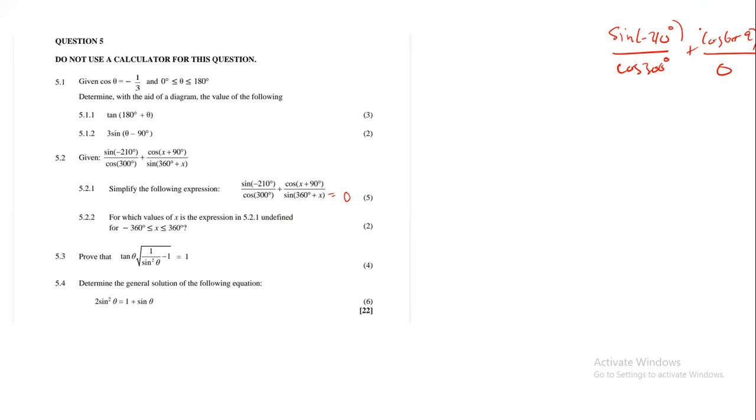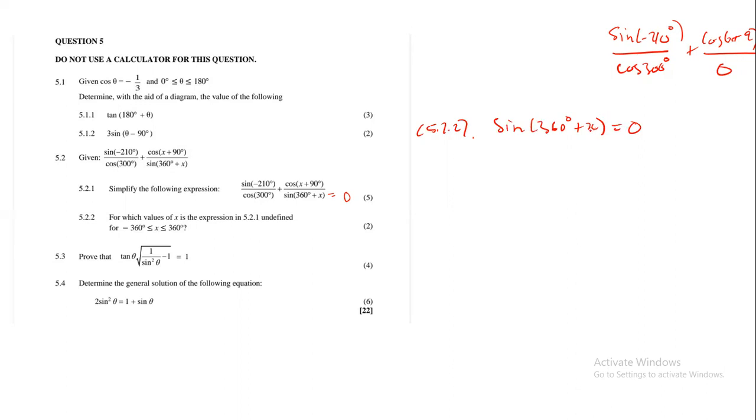And therefore, the whole expression will be undefined because we can't have anything over 0. If our denominator is 0, automatically this is a math error. It's undefined. So that means we're going to solve, we're going to equate, to answer 5.2.2, we're going to equate sine of (360 degrees plus x) to be equal to 0. And therefore, we're going to solve for x.